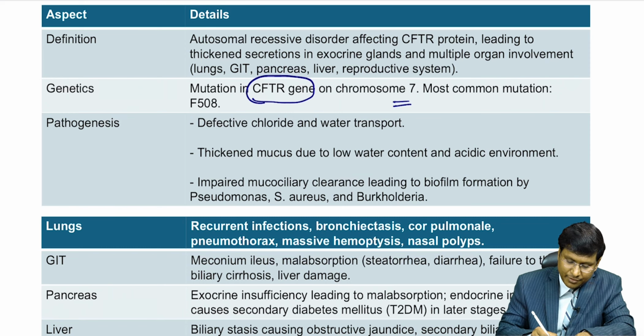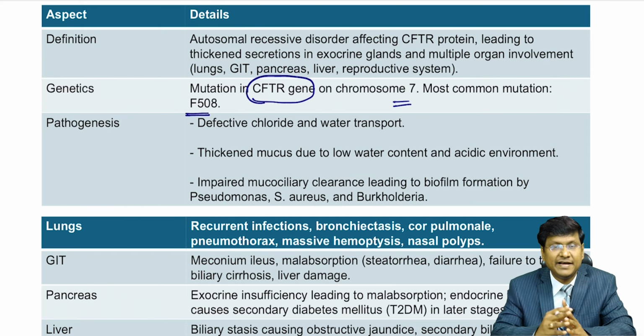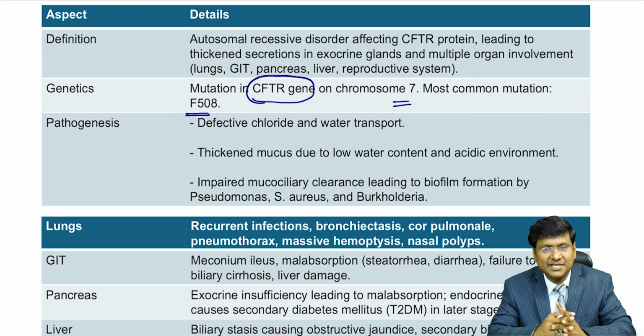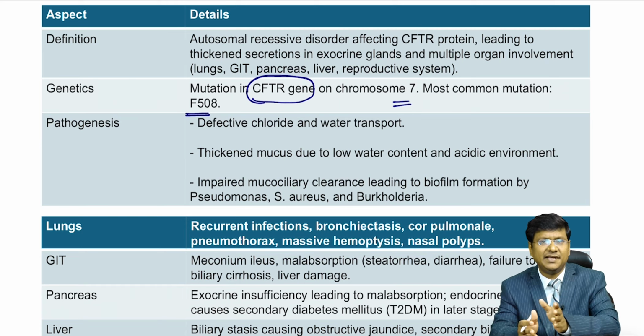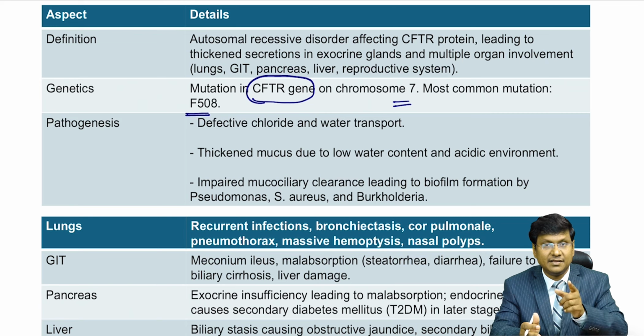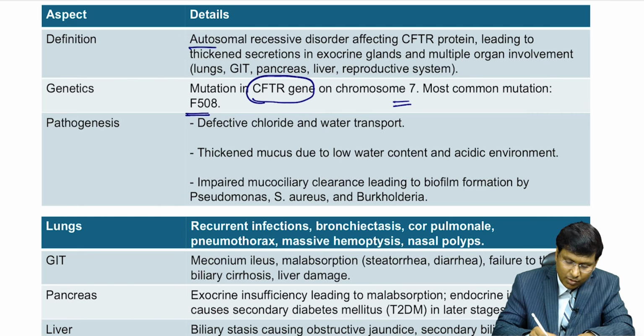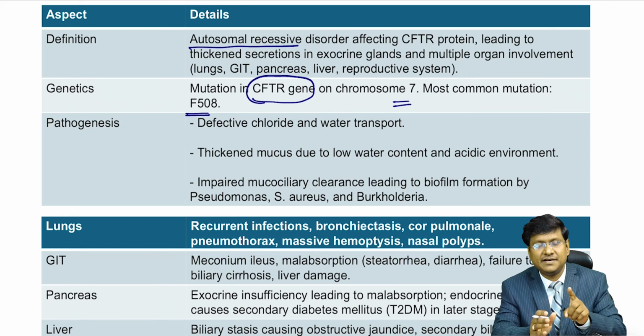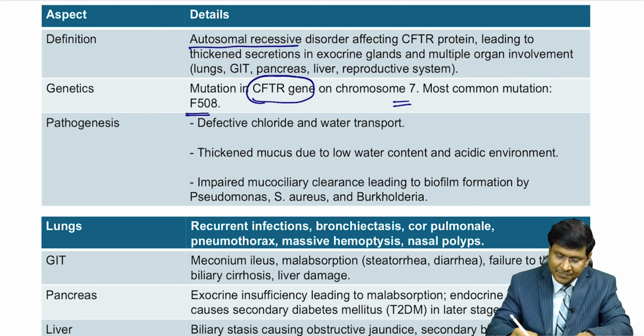And the most common mutation is the F508 mutation, where there is deletion of phenylalanine at the 508 position. The mutated CFTR gene is inherited. How is it inherited? The mode of inheritance is autosomal recessive. And this CFTR gene will code for a protein. What is that protein? That is the CFTR protein.